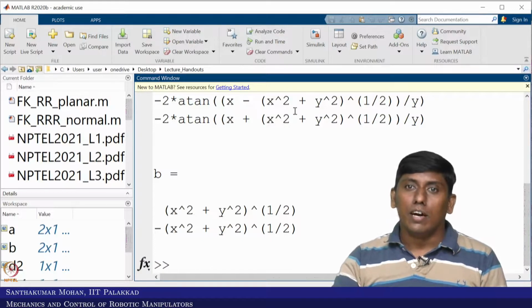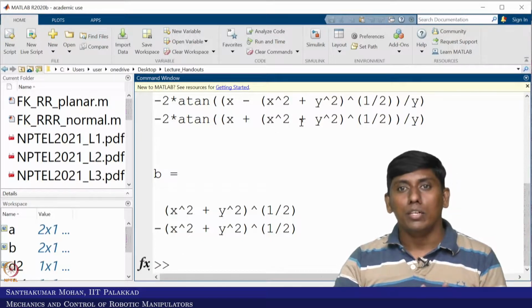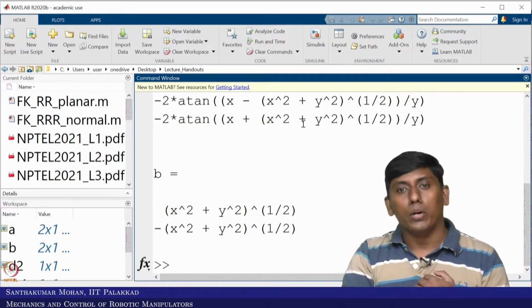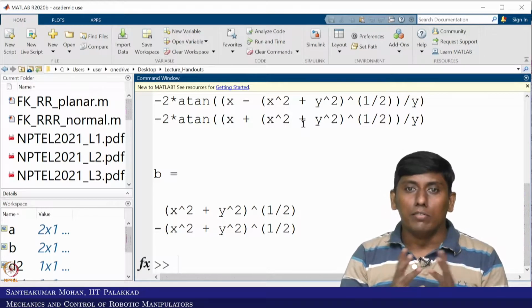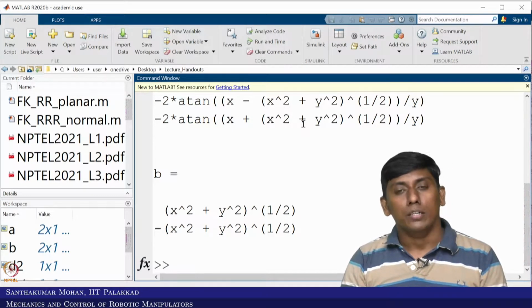The same thing can be used, but what we have done is straightforwardly written theta 1 as tan inverse of y by x. The other one is the square root of x squared plus y squared, that is d2. We take the plus solution, because the minus solution will not be possible. So you can see the inverse kinematic solution can also be found using MATLAB, but it is slightly tricky.